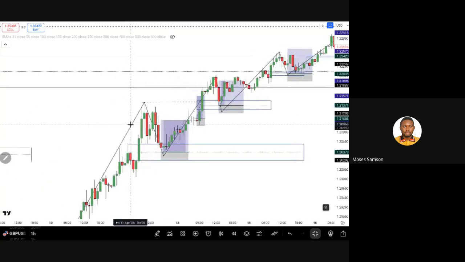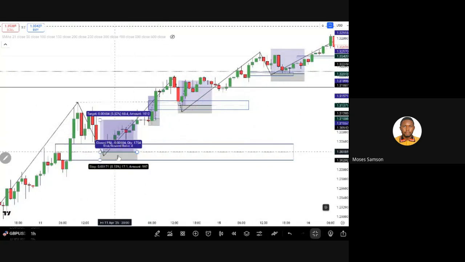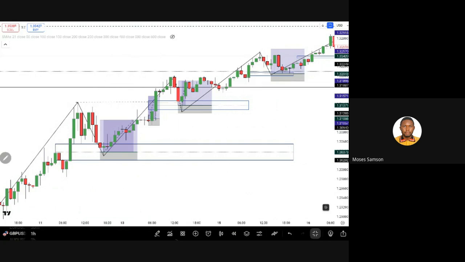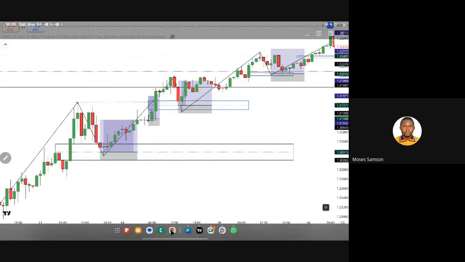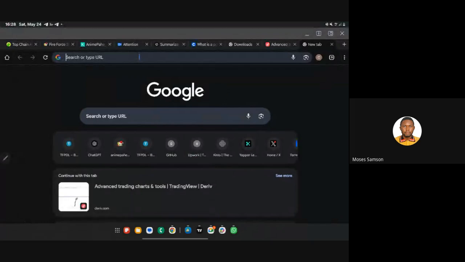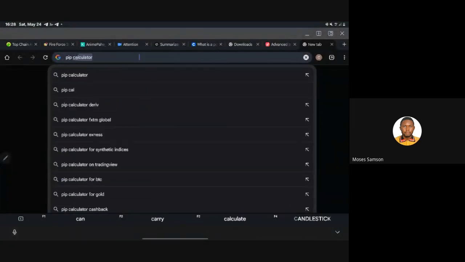Now, because the forex market moves in pips, you want to have leverage with your lot size and your margin, whereby you open a position with $1,000. And we have our pip calculator. Let's take a look at that. You can get your pip calculator in your browser. Pip calculator.